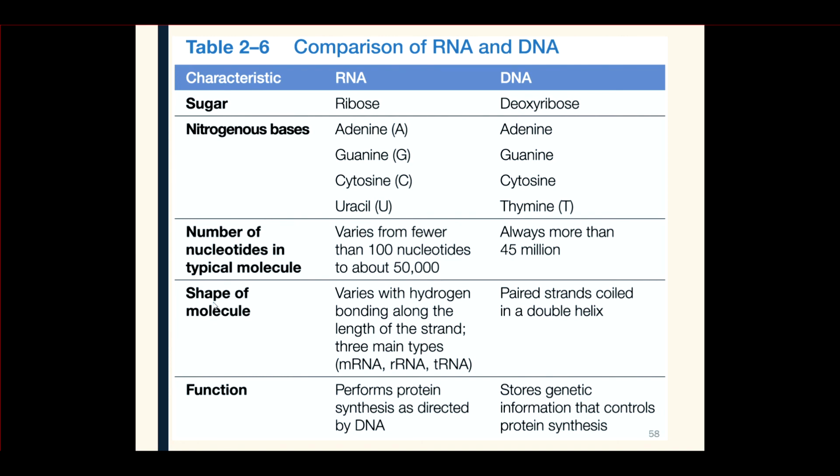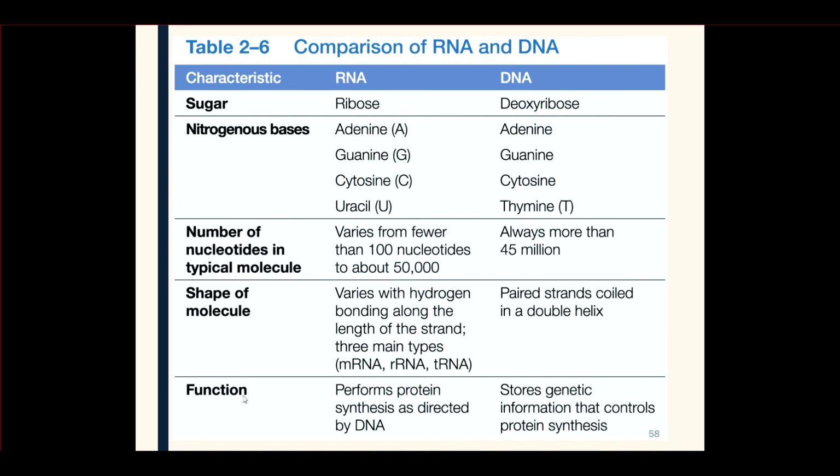So the shape of the molecule, again, I'm telling you a little bit of a white lie, but we're going to keep it this way. We're going to just say that the RNA is a single strand. It's a little bit more complex than that, but we're just going to say it's a single strand. But I do want you to know that the DNA is a double helix.